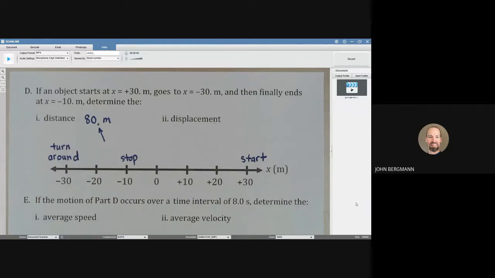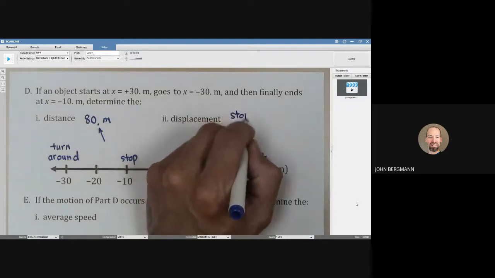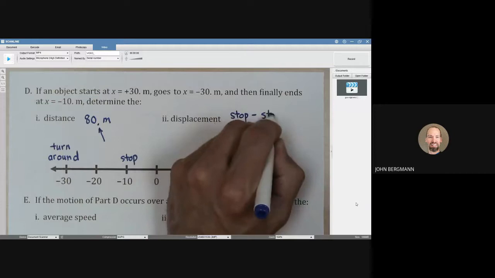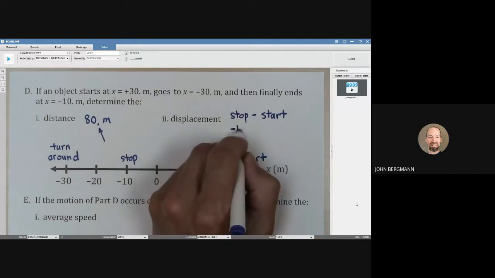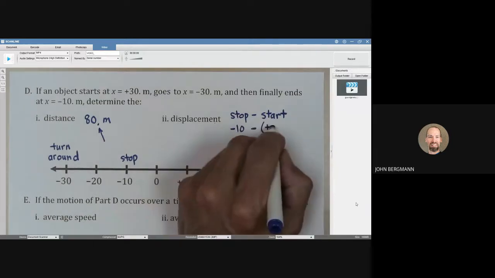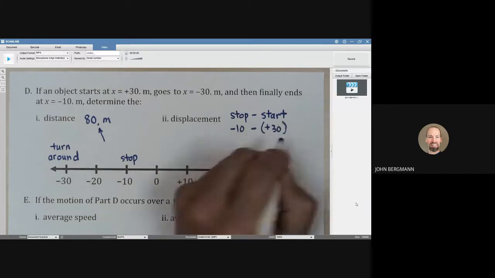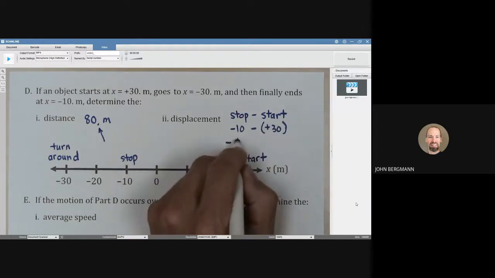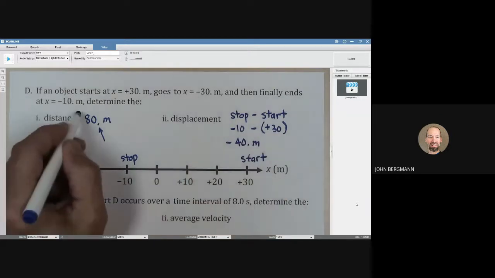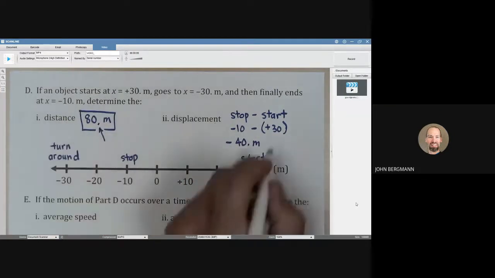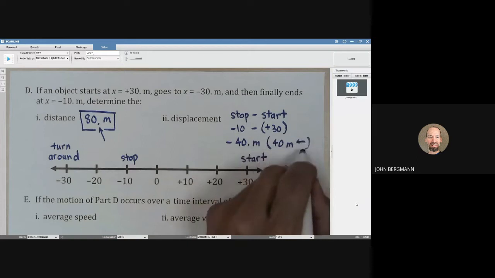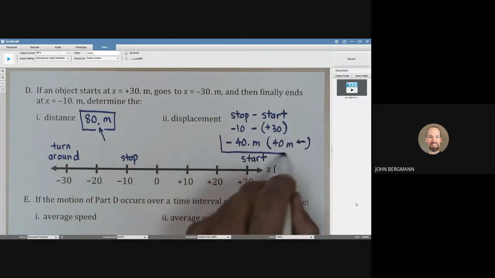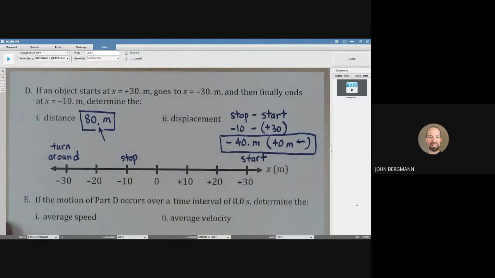How about the displacement? Well, the displacement only takes into account the stop or the final and the start. It makes no difference where it goes in between. So the displacement is going to be negative 10 meters minus a positive 30 meters. And that's going to be negative 40 meters. Let me box that in. Or another way to say that is 40 meters to the left, because you can see on our number line that to the right is positive. Either one of those answers would work out just fine.